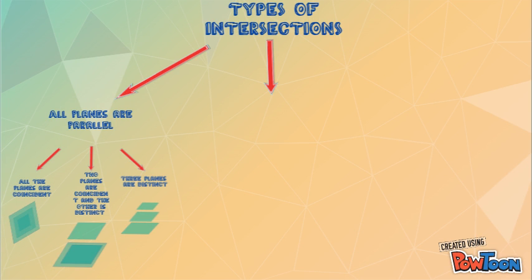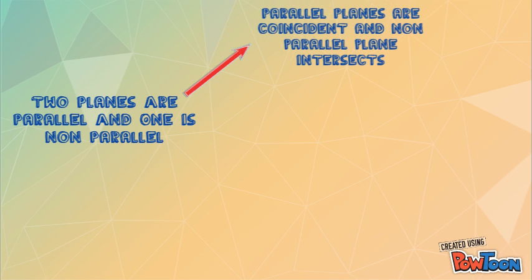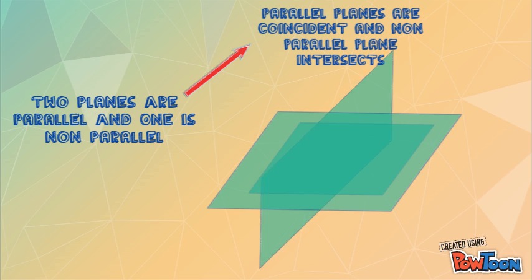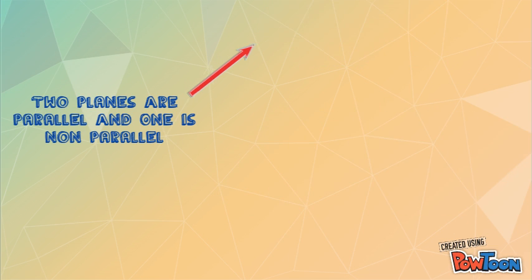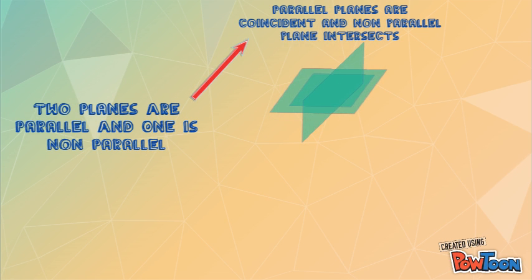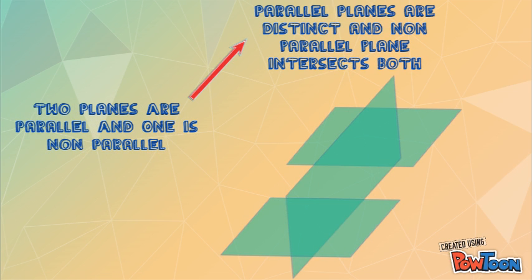Next, we will focus on our second case when two planes are parallel and one is non-parallel. In the first scenario, two planes are coincident and one is intersecting, they all intersect at a line. Therefore, there is a solution that satisfies all three planes, making the system consistent. In the second scenario, two planes are distinct and one is intersecting. Therefore, there is no solution that satisfies all three planes, making the system inconsistent.